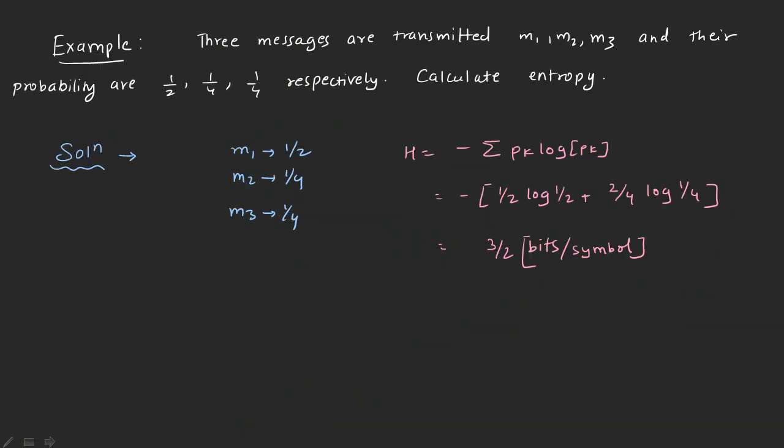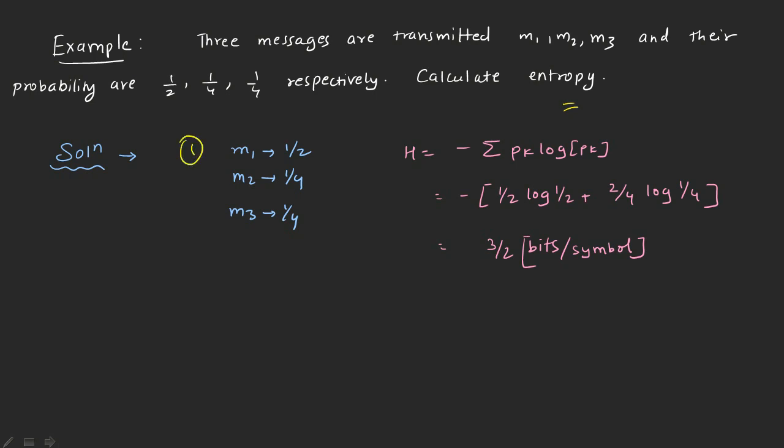Okay, so let's go further. Now this is the variation, and you can see the example. 3 messages are transmitted, m1, m2, and m3, and their probabilities are 1 by 2, 1 by 4, 1 by 4 respectively. Calculate the entropy. A very simple question, and you can solve this. Pause this video and think. So if you got the solution, it's cool. If you don't, let's follow these steps.